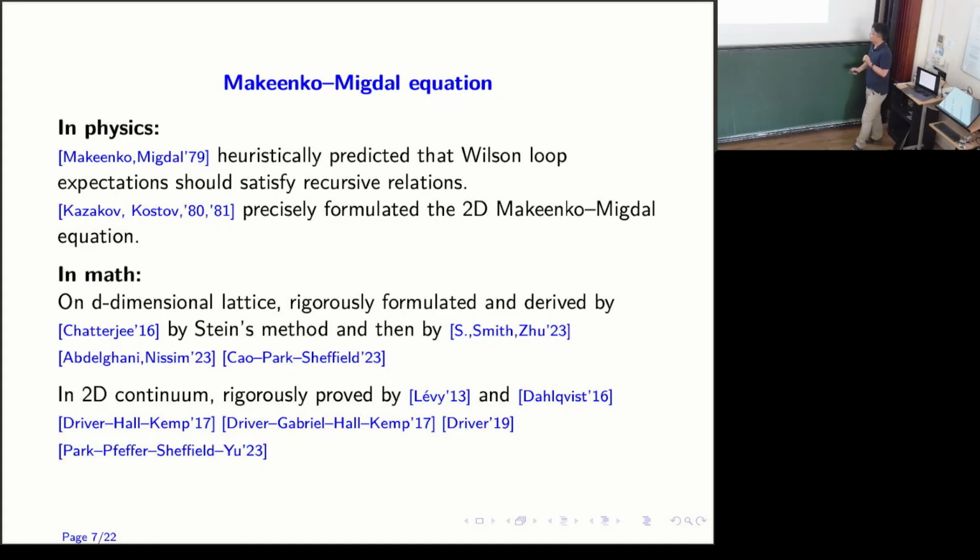Then in mathematics, on the d-dimensional lattice, the Makeenko-Migdal equation was rigorously formulated and derived first by Chatterjee, by Stein's method, or essentially the integration by parts method. And later there were some alternative derivations. And then in the 2D continuum, it was first proved by Lévy, and then also later by many other people who reproved this loop equation. So maybe the historical order was actually that the 2D continuum equation was first proved, and after Lévy's paper, Chatterjee derived the lattice equation.